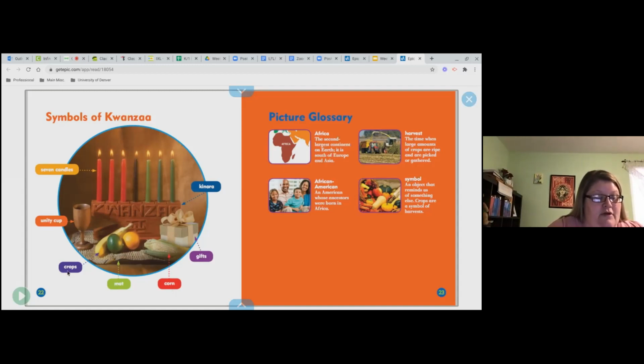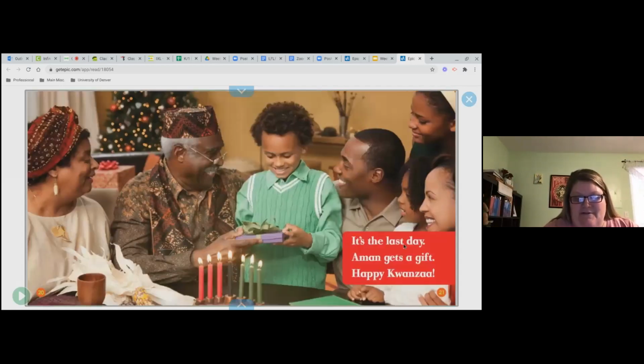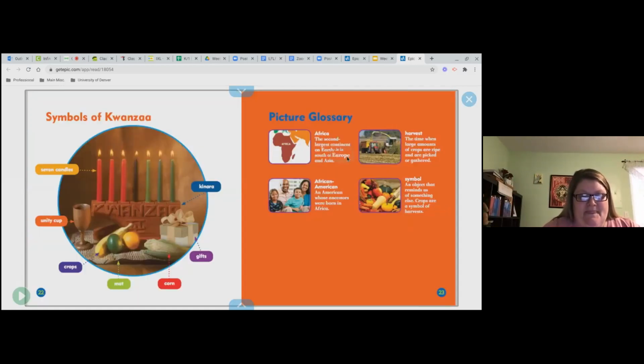Say crops. Crops. One more time. Crops. Very good. And then this one, in the story, they labeled it cup, but here it's called a unity cup. Can you guys say unity cup? Unity cup. Yes, Hayes, thank you. Please mute your microphone. I'm going to wait 1 second for microphones to be muted.